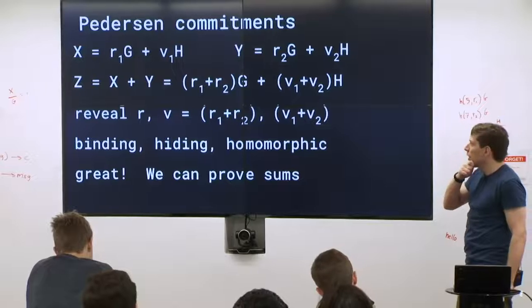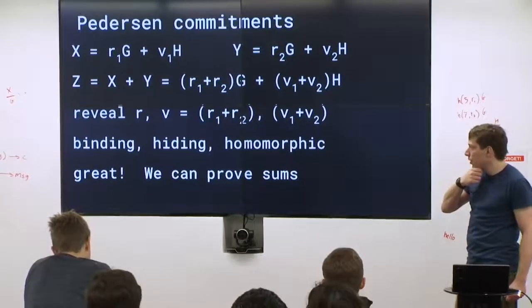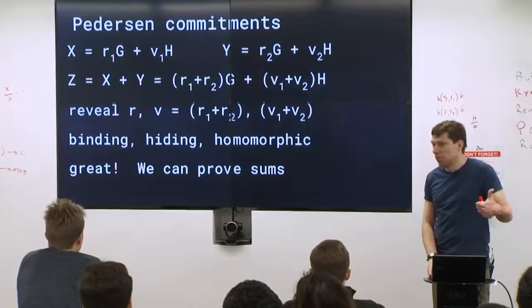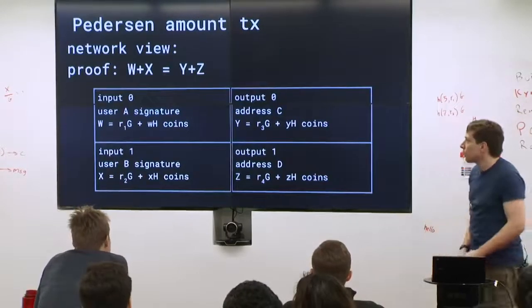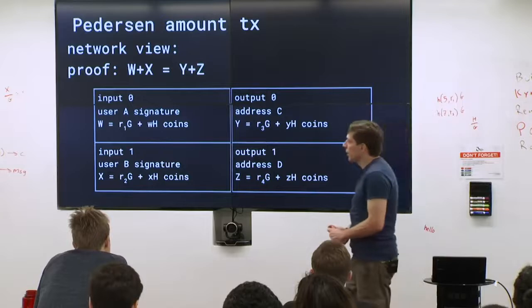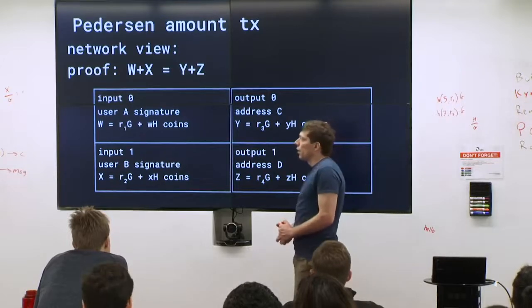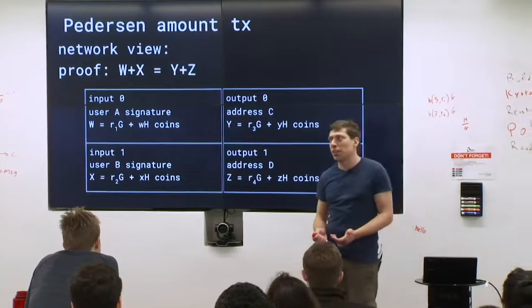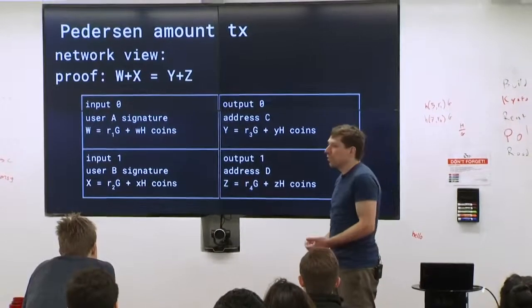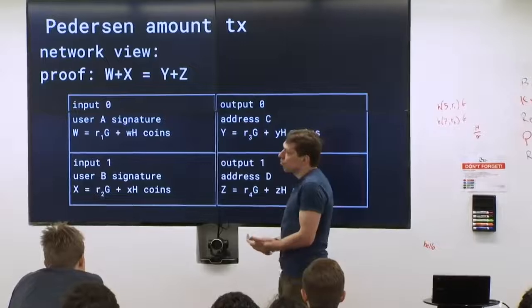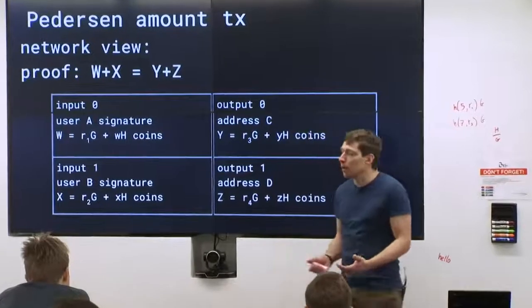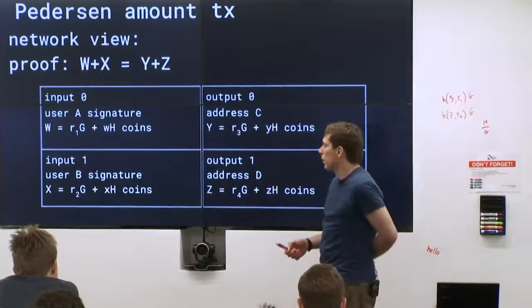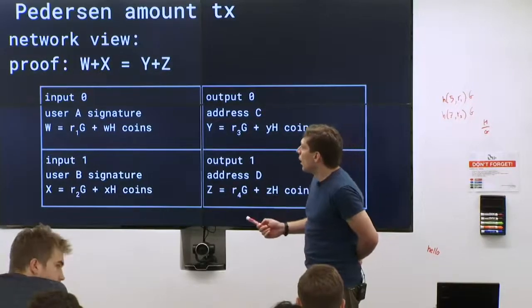Binding, hiding, homomorphic. You reveal the sum of the r's. You reveal the sum of the v's. Works. So basically now instead of coin amounts, which are like 8-byte uint, or int 64s, I just provide elliptic curve points, which are 33 bytes, so it's a bit bigger. Not a huge deal. I can put another 20-something bytes in my outputs, no big deal.